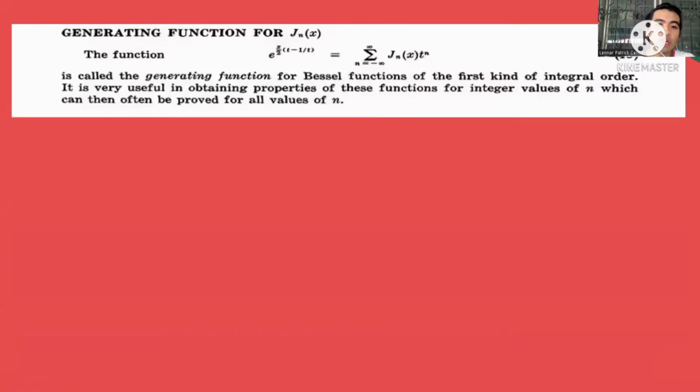So sa generating function for J sub n of x, yung function is e raised to x over 2 times t minus 1 over t, is equal siya sa summation from n equals negative infinity to infinity of J sub n of x t raised to n. Na kung saan dito tinatawag siyang generating function for Bessel functions of the first kind of integral order. Na kung saan very useful for obtaining properties of this function for integer values, na kung saan yung n can often be proved for all the values ng n.